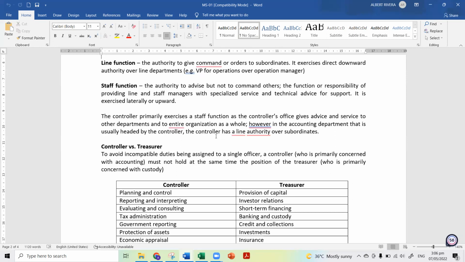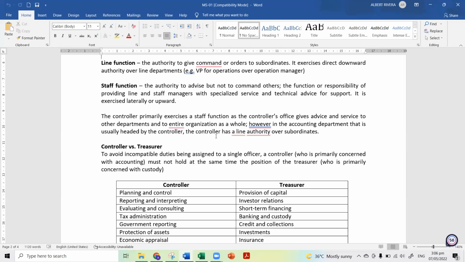While under that group or department, accountancy department, for example, dyan na ang line function. Line function in the sense that the controller or the highest position in an accounting department has the authority to command or direct over its subordinates.